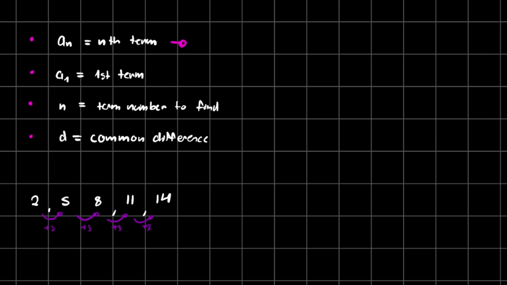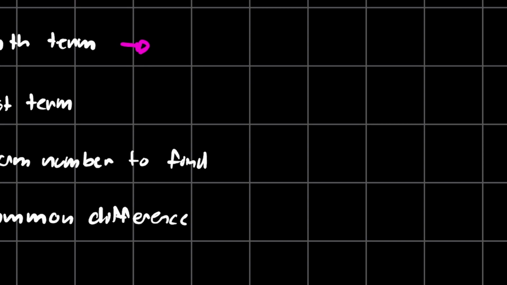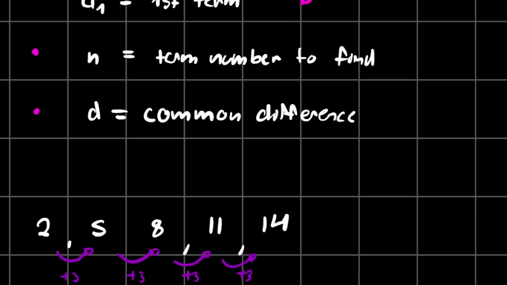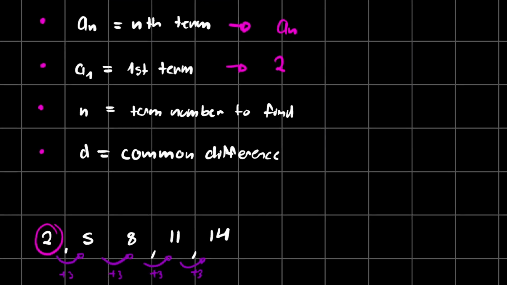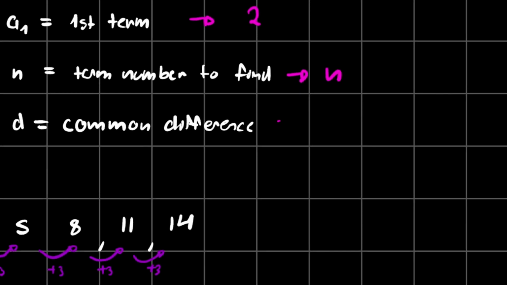an is basically going to be the nth term still, so it's going to be an. And here, the first term we have is 2, so we're going to write here 2. n is going to be still n. That's just something that doesn't really apply here. And then d is going to be the common difference. The common difference is 3, right?